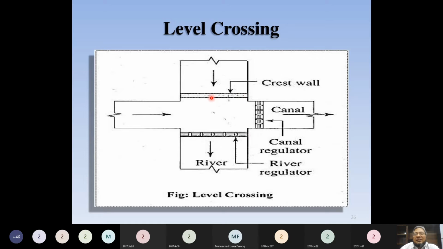So what is the function of crest wall? Why a crest wall is provided on the upstream side of the river, upstream side of the level crossing in the river? Why a crest wall is provided? क्योंकि इसका क्या function हो सकता है? To raise the water level. हाँ जी? To raise the water level. What do you mean by raise the water level?